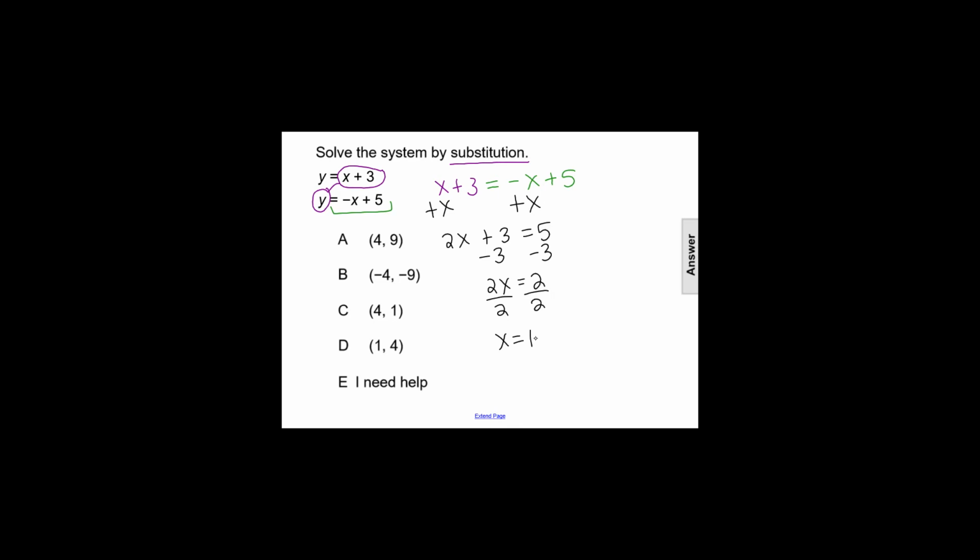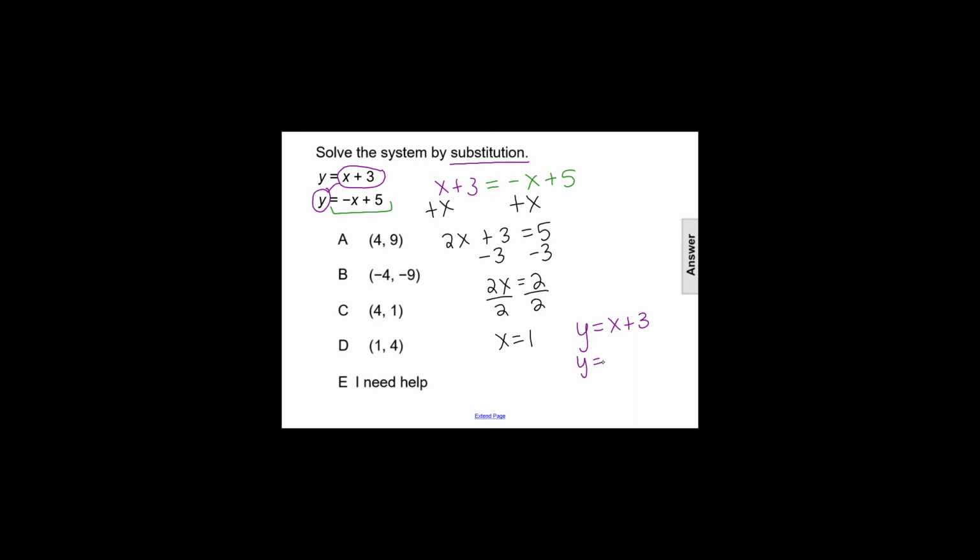The final step for substitution, step number 3, is to take that value we just found, in this case x equals 1, and substitute that back into either of the equations in the system. I'm going to randomly pick that first equation, y equals x plus 3, so it could have been either equation. Again, I'm just randomly picking the first one.